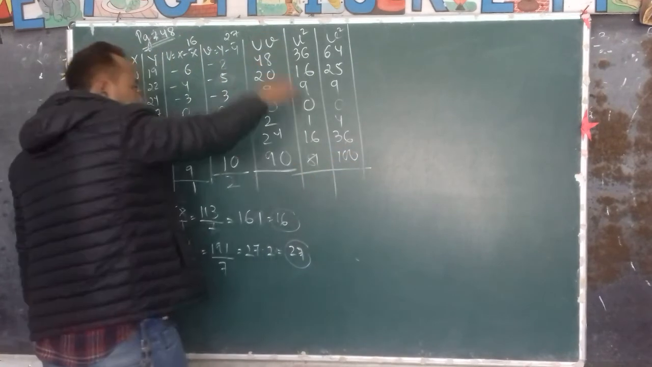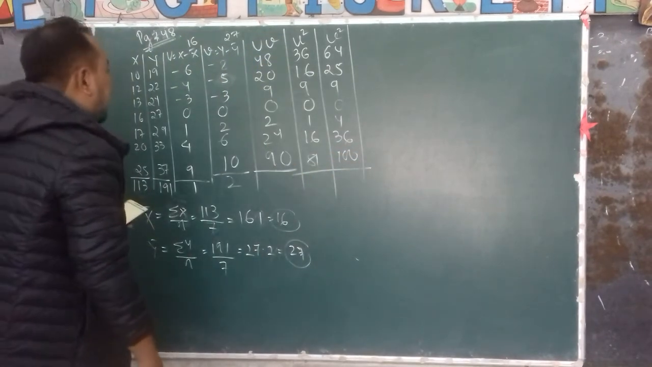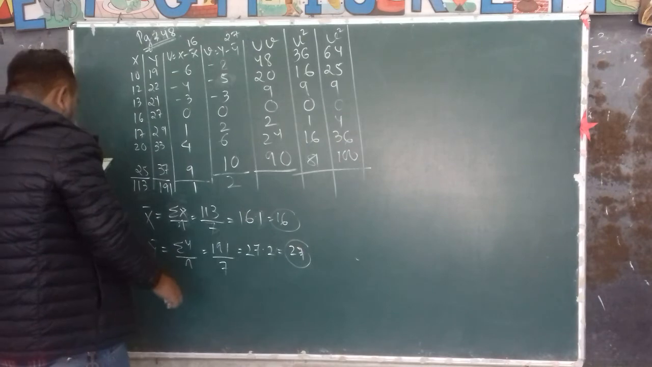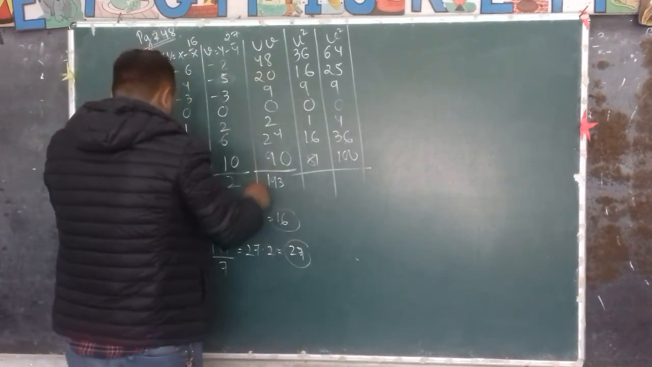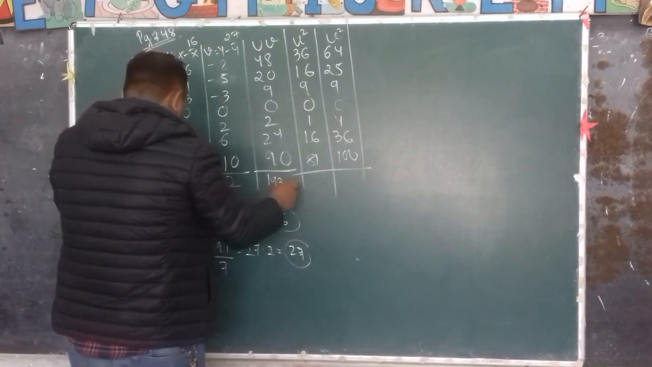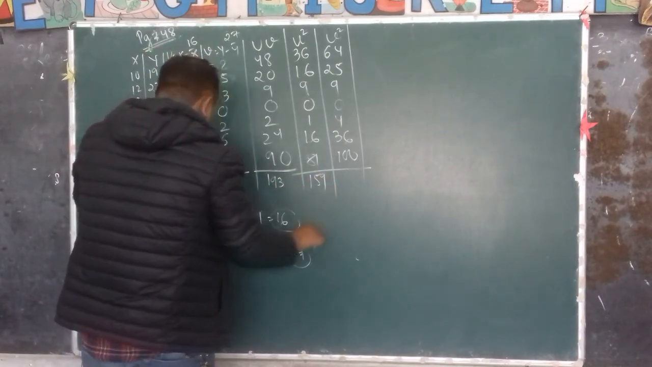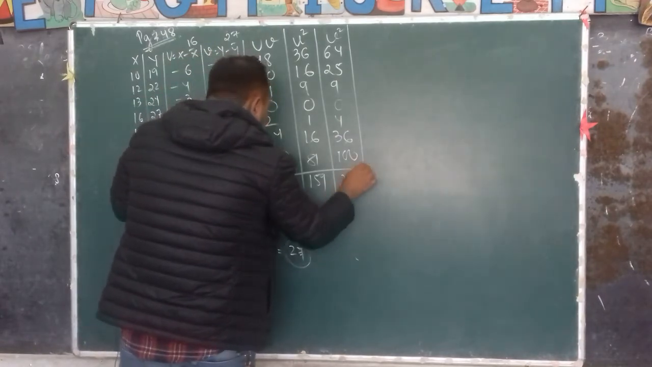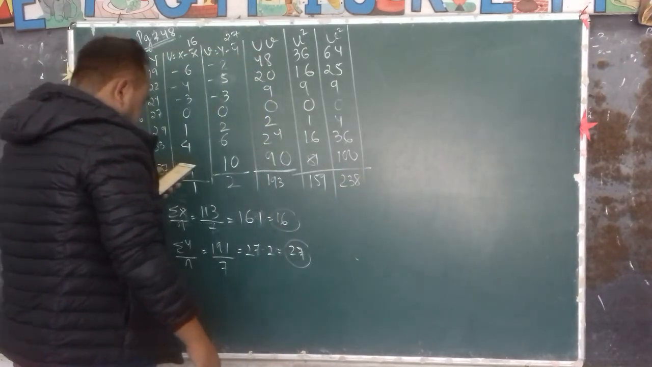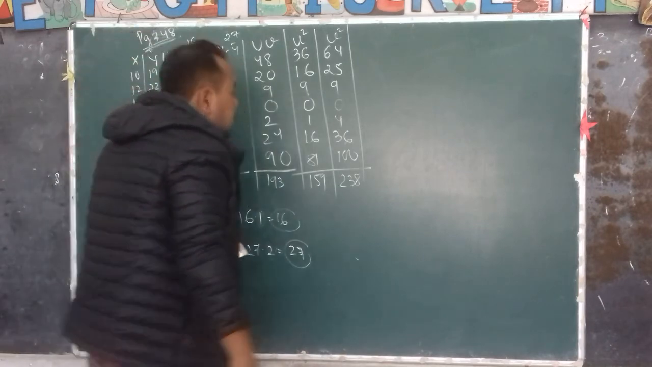So you need to add these columns. You can take the help of your calculator and get it. I've already got the result. So this is 193 summation uv, this is 159, and finally this is 238. Now let us use the formula.